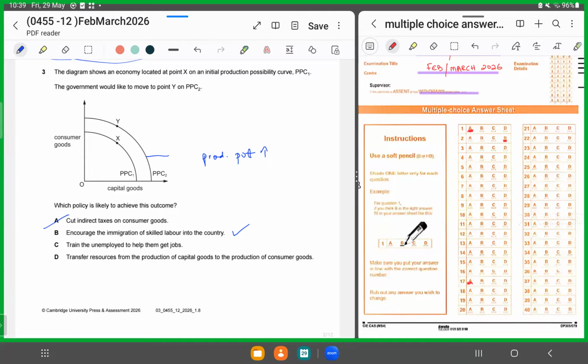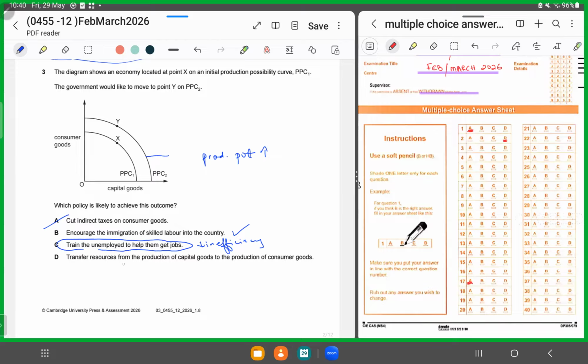C says train the unemployed to get them their jobs. It cannot be option C because this would be reducing your inefficiency. So this will not increase the productive potential.